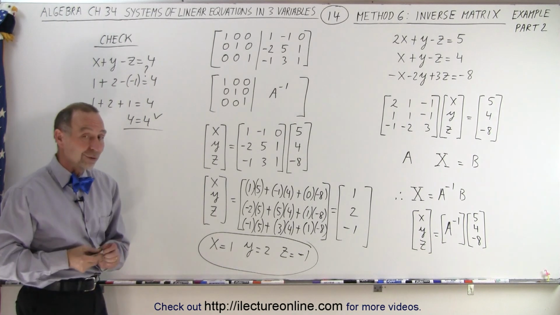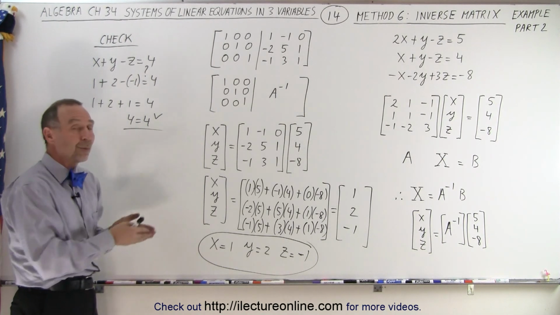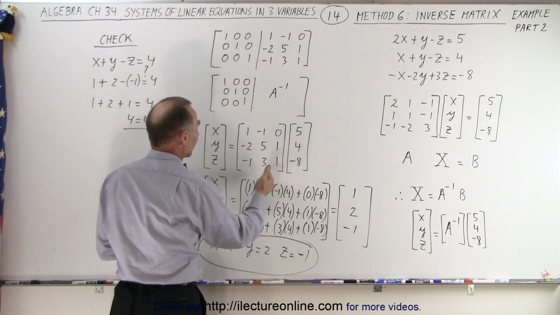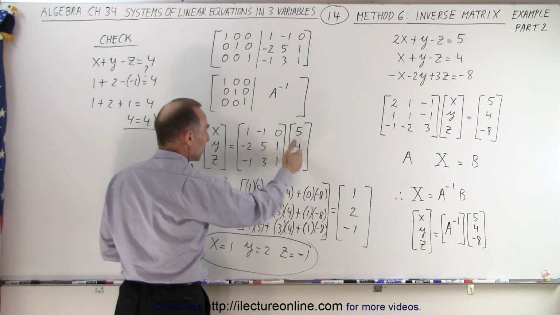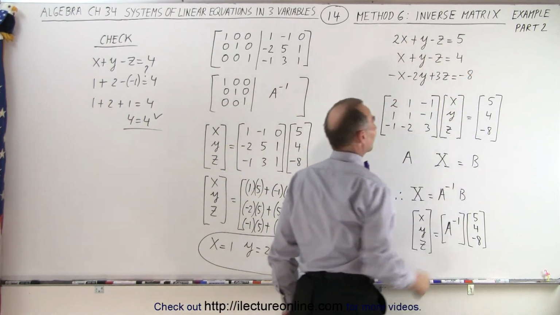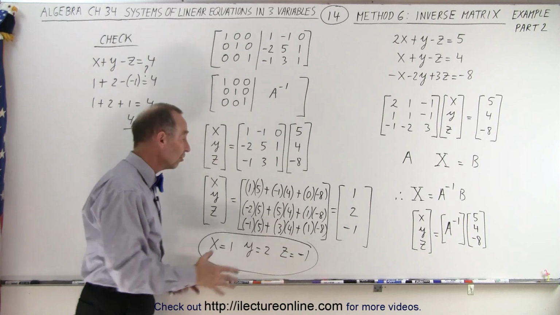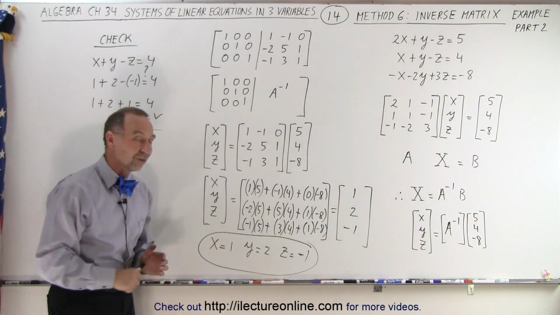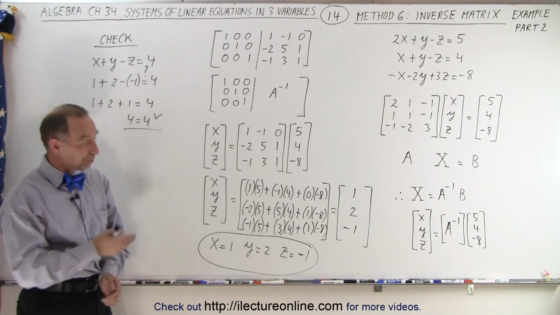So remember, it took two videos. The previous video where we showed you how to find the inverse matrix, and then this video where we showed how to multiply the inverse matrix times the B matrix. The B matrix is simply the constants on the right side of the equal sign in each of the three equations. You multiply together just like that, and you get the values for x, y, and z. And that is how it's done.